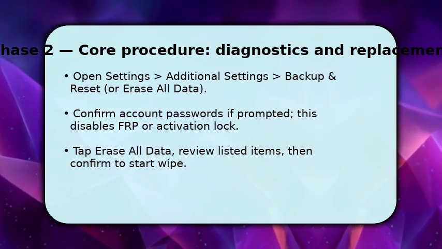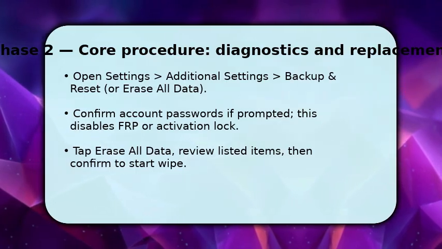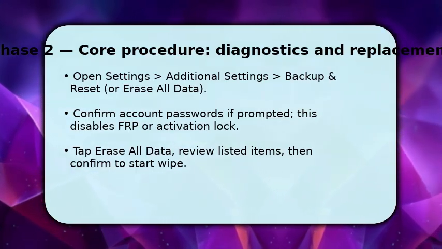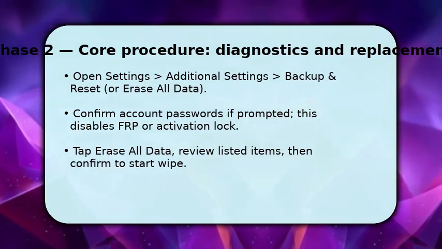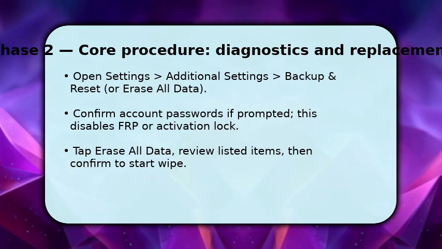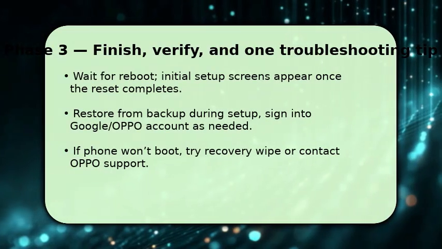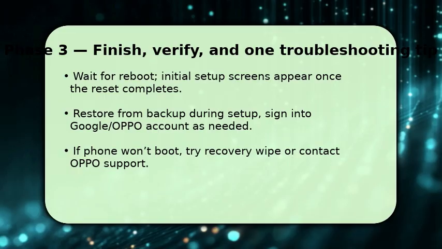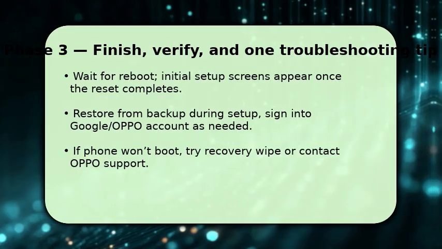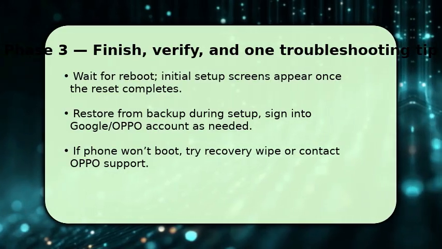If you chose recovery mode instead, use volume keys to select Wipe Data/Factory Reset and press power. When the wipe finishes, the device reboots and shows setup screens. Follow them to restore your backup and sign into your Google or Oppo account. Make sure you use the same account used before the reset, otherwise activation lock can block access.